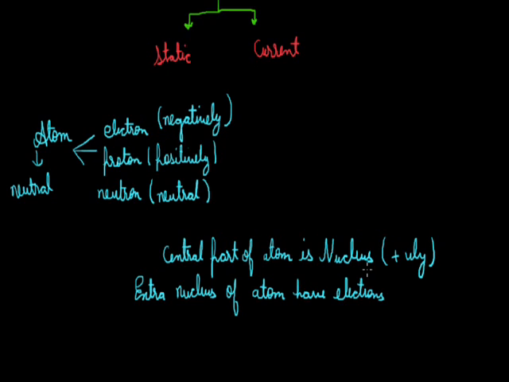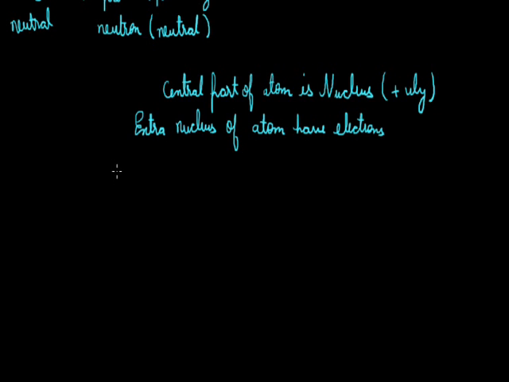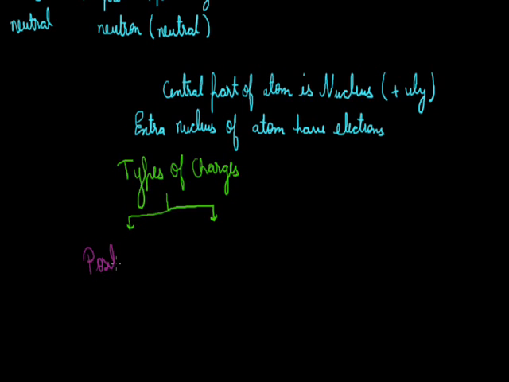An electron being negatively charged, there are an equal number of protons in an atom. When they are equal in number, they cancel out the charges being equal and opposite. Hence, the atom as a whole remains neutral. And from here we get the types of charges. There are two types of charges. They are positive charge and negative charge.